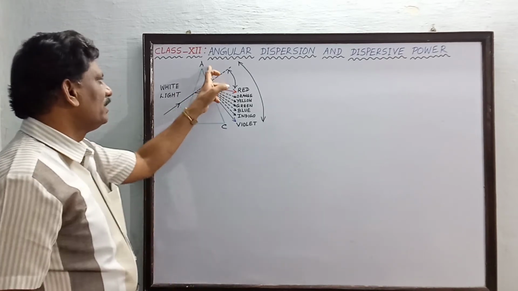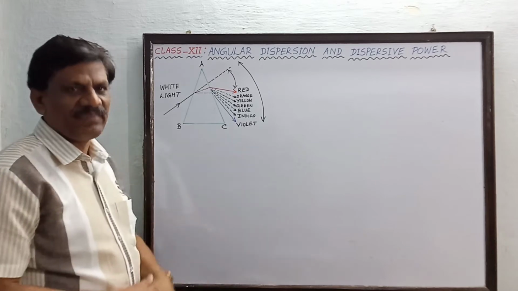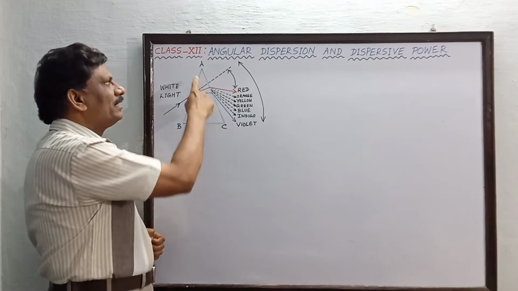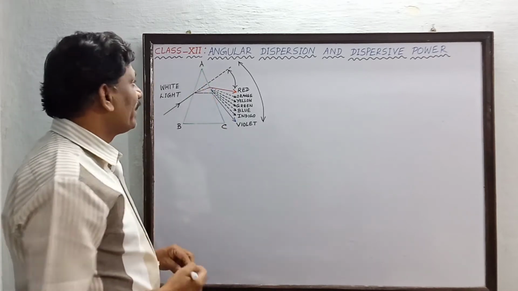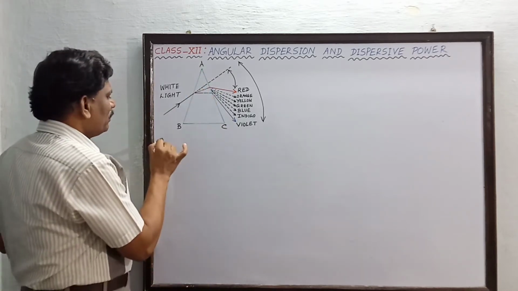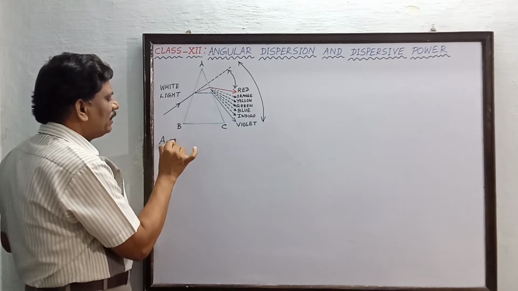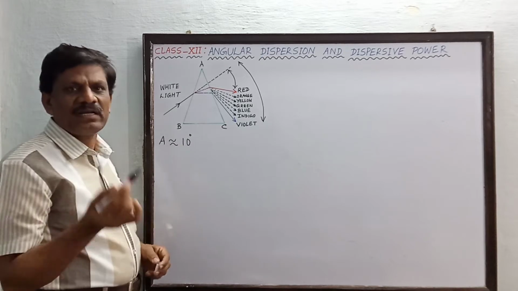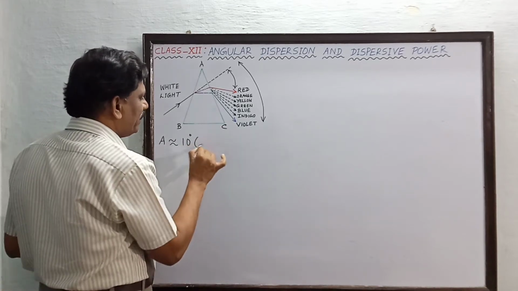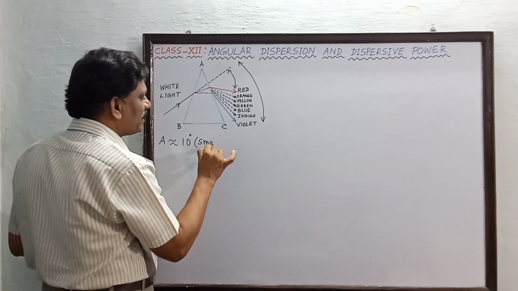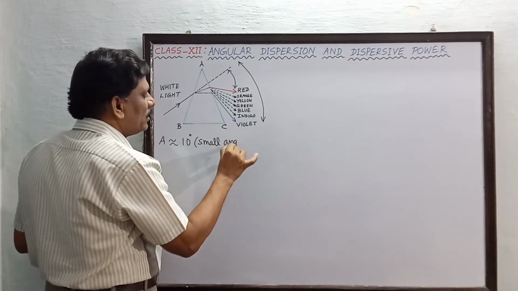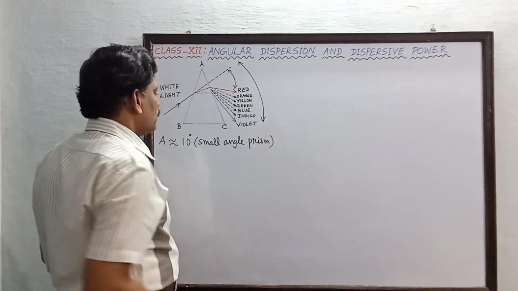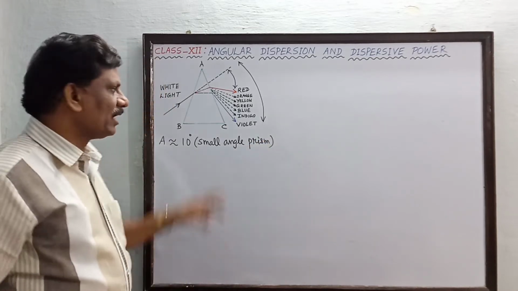AB and AC are two refracting faces, and the angle between AB and AC is the refracting angle of the prism. So this capital A, if it is of the order of 10 degrees or less, then it is called a small angled prism. So for a small angled prism we are going to discuss now.